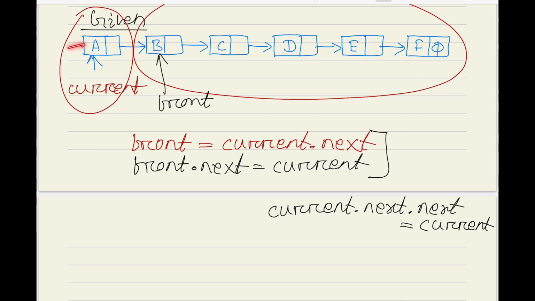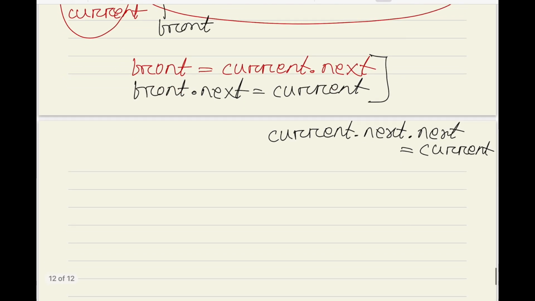Now the next of this one, A, will be null. So now current is referring to this one, A. So A.next will be null. That means current.next will be null. So for that, after these two statements, or after this single one, we can write another statement like this: current.next = null.